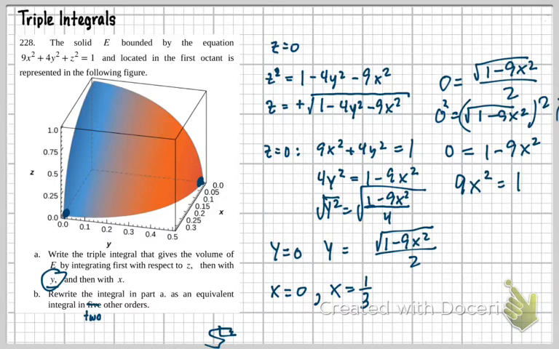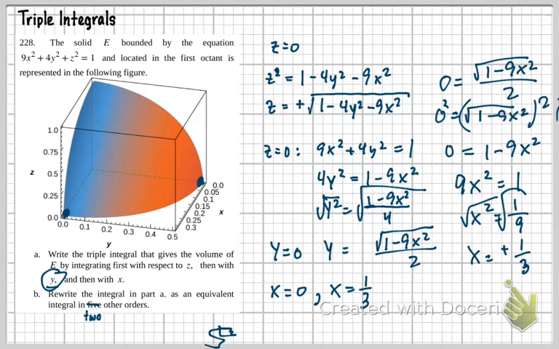Okay, and then from here, I'm going to move the 9 over. So that's x squared equals 1/9, because I'm going to divide by 9. And then I'm going to square root both sides. So that's going to be x equals plus or minus 1/3. But since we're in the first octant, we don't need the negative one. So x equals 1/3. And see, I found it just the same. So I could do it that way, just doing it simply algebraically.